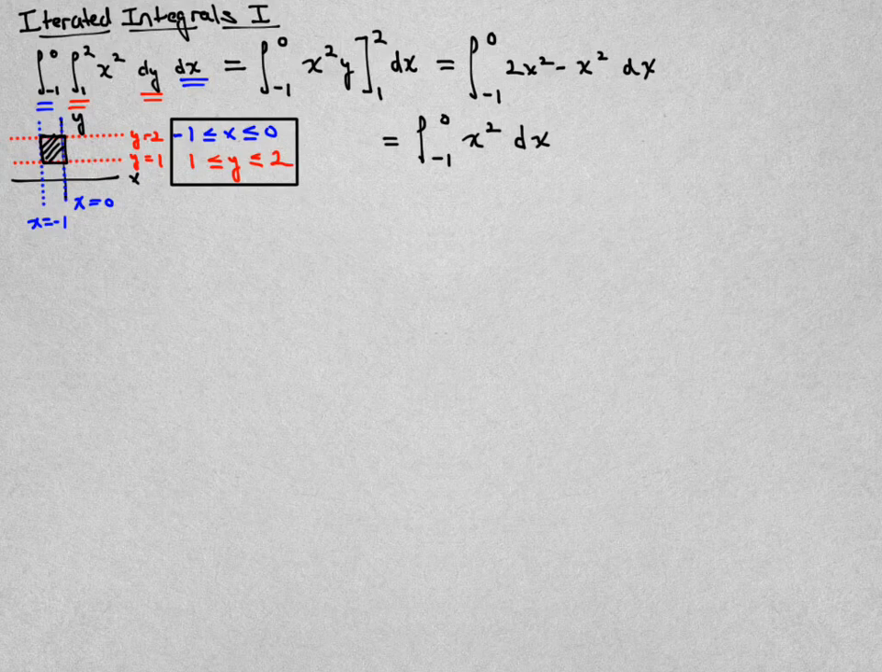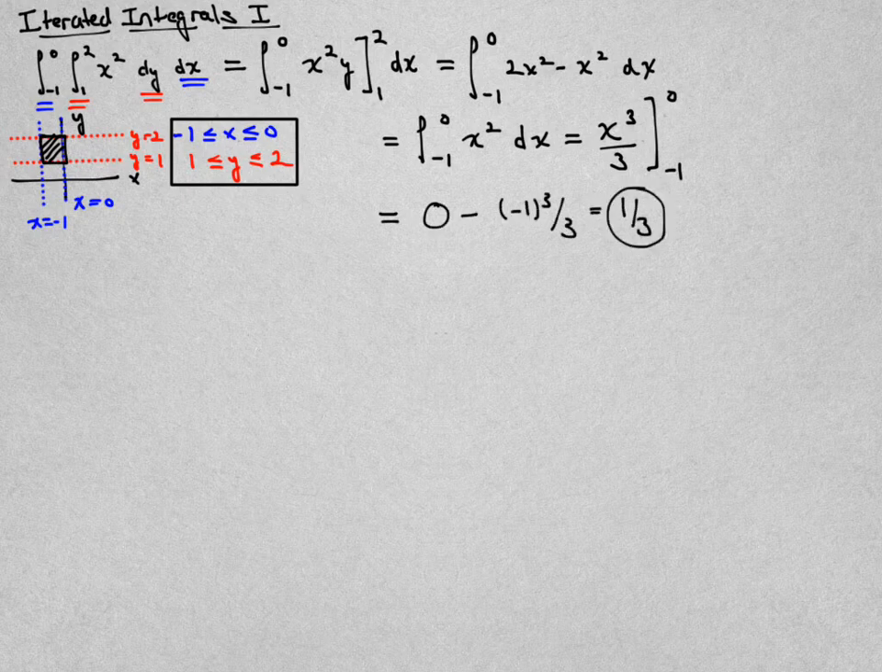I now simplify this expression, so 2x squared minus x squared is x squared. And I integrate that with respect to x and evaluate that between -1 and 0, and plugging in those two numbers gives us positive 1/3. An important lesson here is that the order of integration matters.